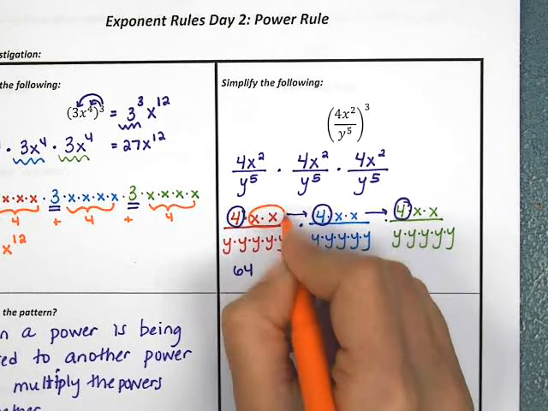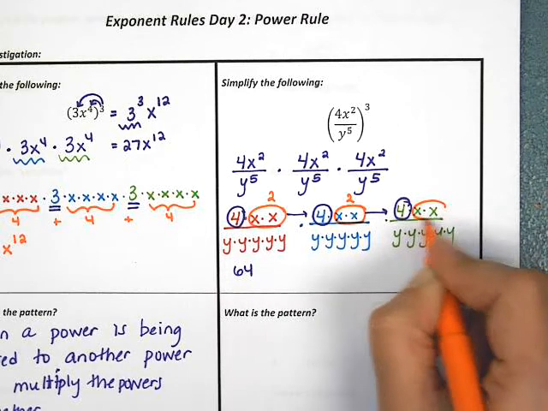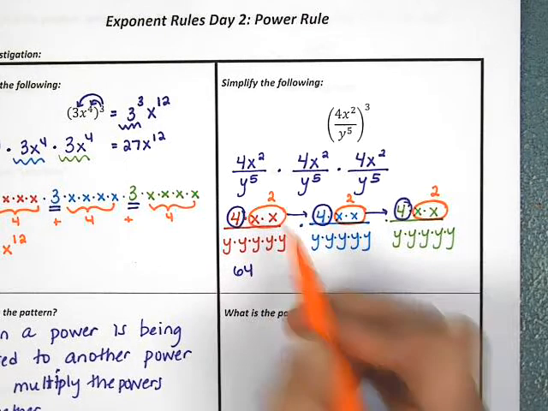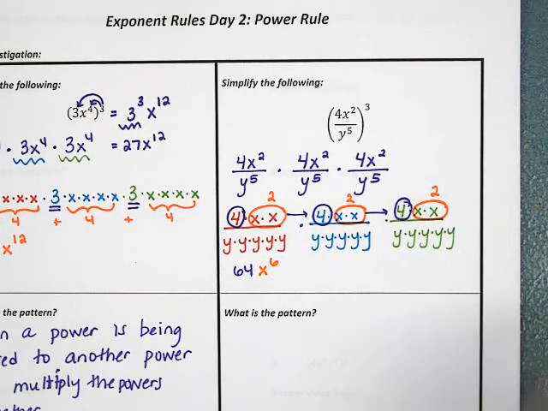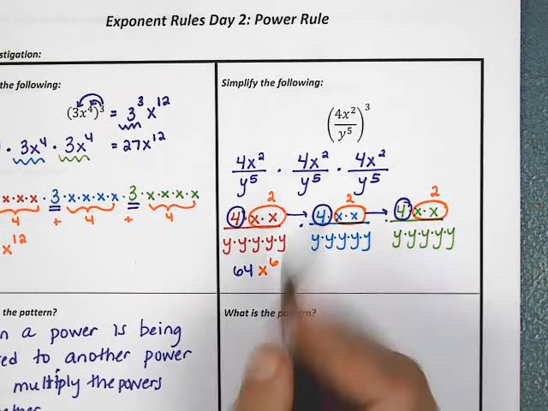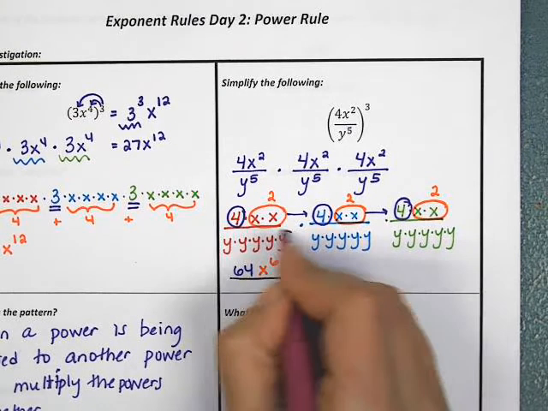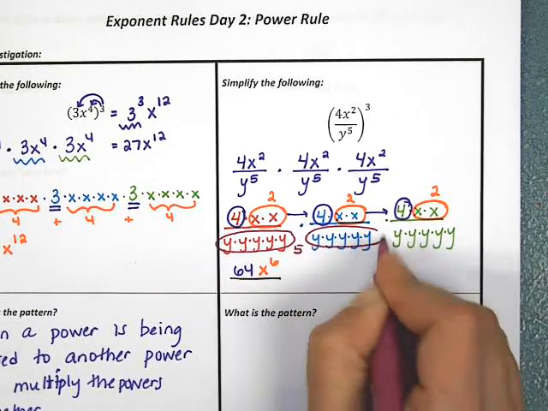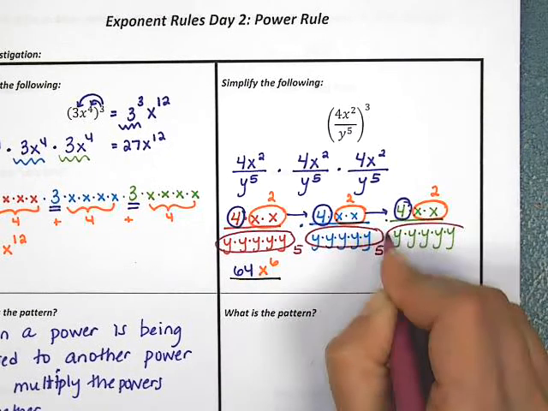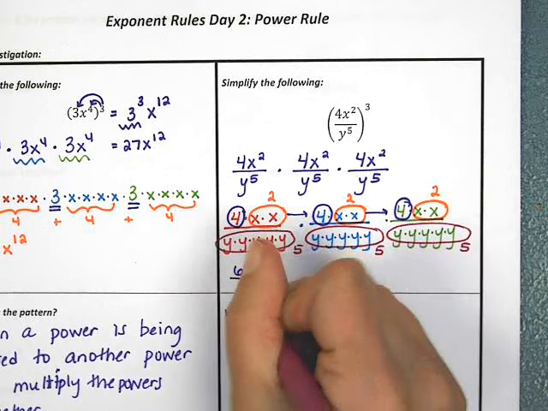There are 2 x's here, and then there are 2 more x's here, and then there are 2 more x's here. So 2, 4, 6 makes x to the 6th. And on the bottom, there are 5 copies of y here, and 5 copies of y here, and 5 copies of y here, so I'm going to have 15.